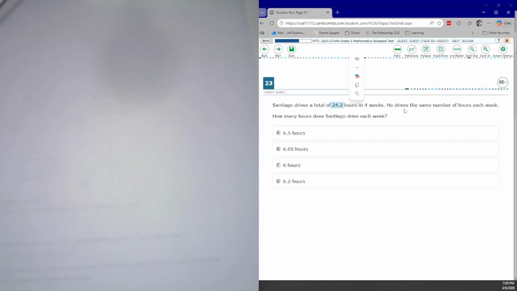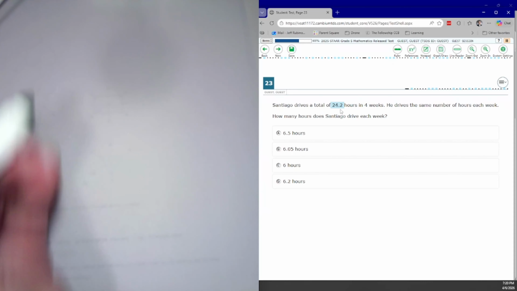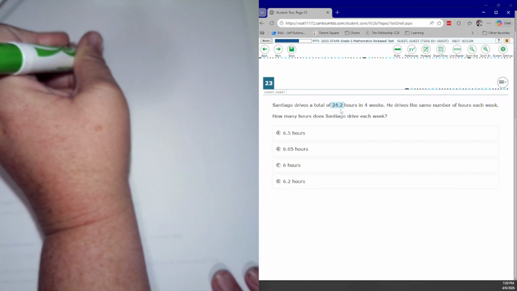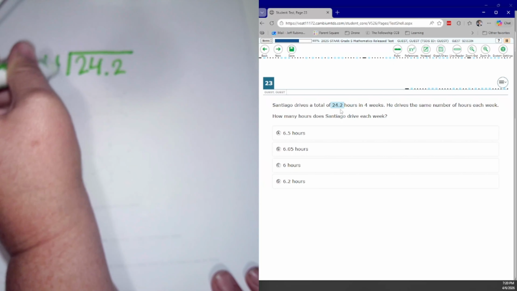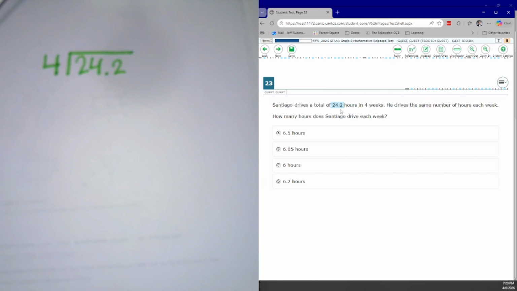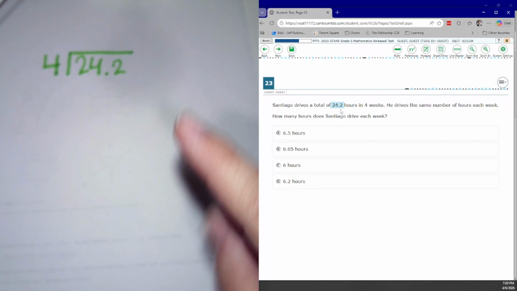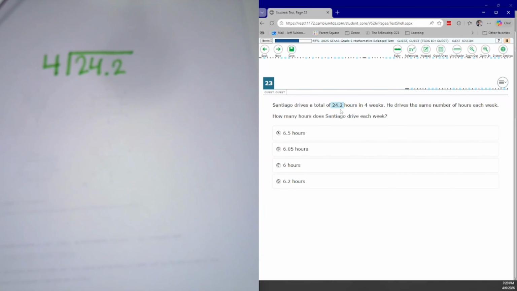Okay? And because he drives the same number of hours each week, and I want to know how many he drives each week, this is a division problem. So I'm going to take my 24 2/10, and I'm going to break it up, and divide it by 4, because that's going to tell me how many hours each week. So before I start, I want you to remember that when I multiply and divide with decimals, I do not put my decimal anywhere until the very, very end.